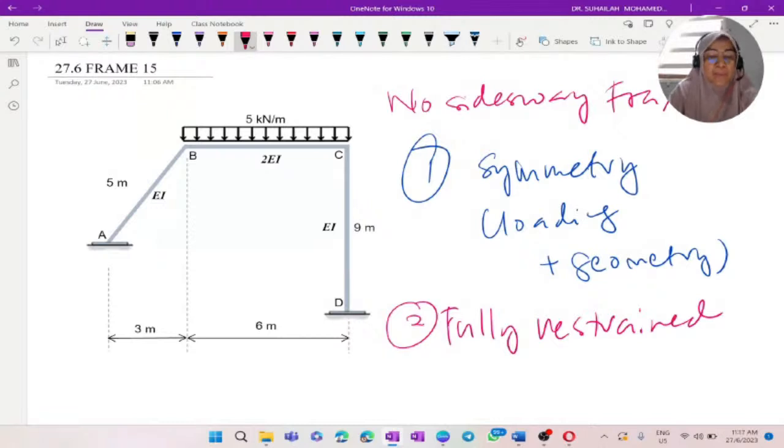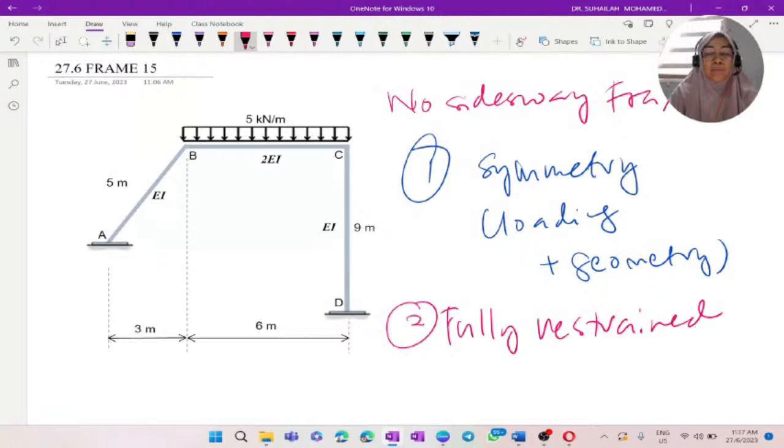Okay, this frame ABCD is subjected to a uniformly distributed load of 5 kilonewton along member BC. The flexural rigidity for AB and for CD is the same. For BC, it is 2EI. Column AB is inclined.